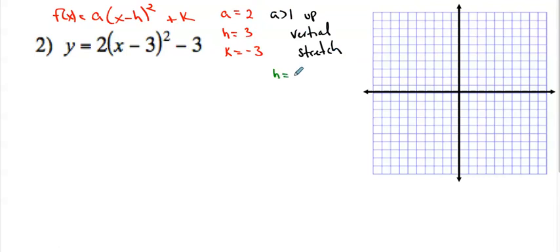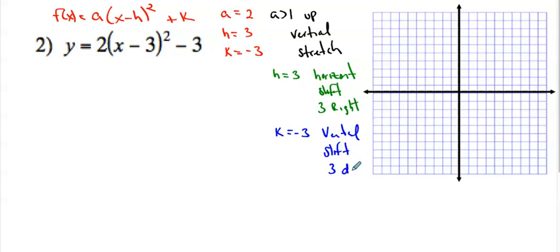h is 3, which is also greater than 0, so I have a horizontal shift, 3 right. And the last one here is k is negative 3, so I have a vertical shift, 3 down. All right, so vertex is my h comma k. Perfect. My h is 3, my k is negative 3. Off to my graph. 1, 2, 3, down 3. 1, 2, 3. Voila, there's my vertex.